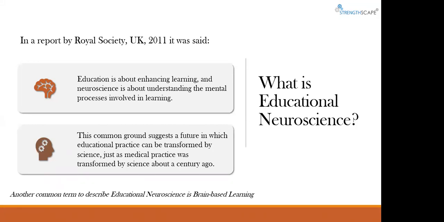Of course, another common term to describe educational neuroscience is brain-based learning. And any contemporary work, if you see today, we have things like brain-based coaching and learning. All of these are inspired by the research and study that's happening in the field of neuroscience. And that's the future of learning, to leverage the knowledge of the human brain, to make learning more effective as we move forward.